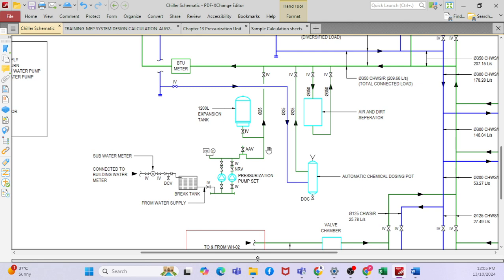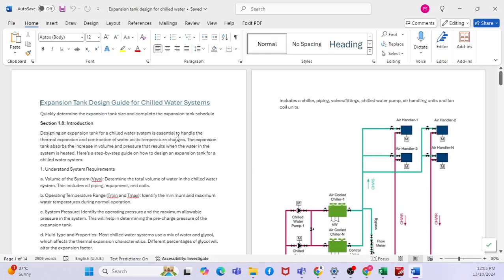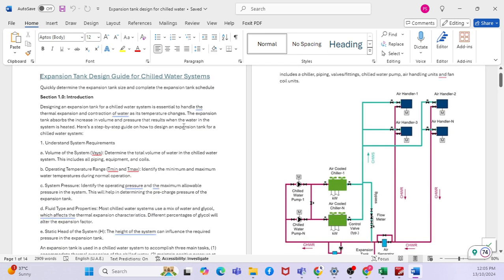Here I have prepared one lecture. You can go through it. This is a lecture I will be sharing with everyone: expansion tank design guideline for chilled water system. This is also available on the internet, but I have just shared it, to help everyone understand how to calculate the chilled water expansion tank.